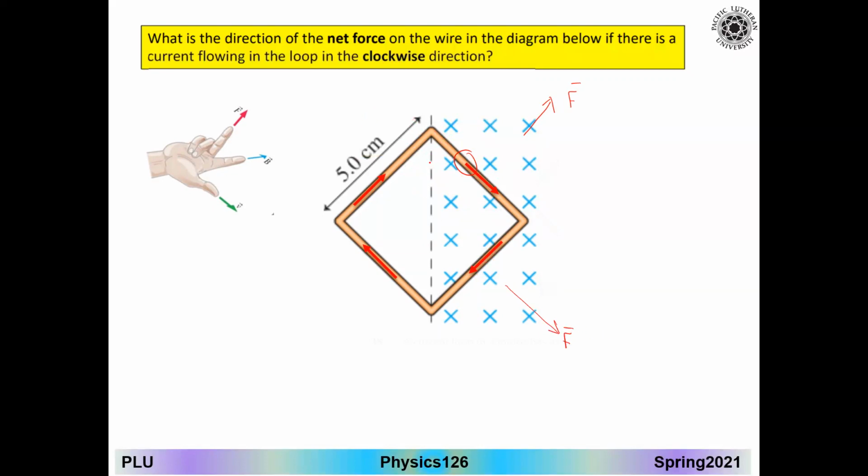Now the left side of my loop is located outside of the magnetic field, so there is no magnetic force on this part. So there are only two components here. The y components cancel each other, so the only component we have is the component to the right. So here is the net force F, to the right.